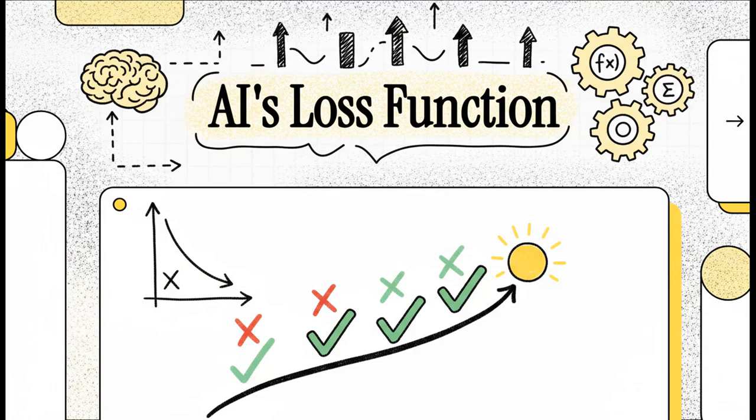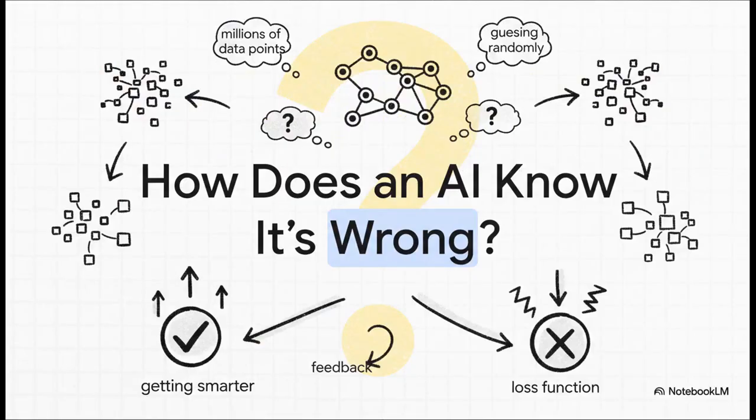Hey everyone, welcome. Today we're going to dive into a concept that's at the very heart of how AI learns, but it can feel a little, well, complicated. It's called the loss function. This is the real engine behind how an AI gets smarter, and we're going to break down exactly how it all works. It really all comes down to this one simple question.